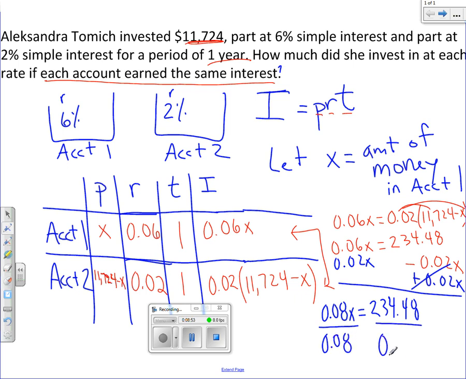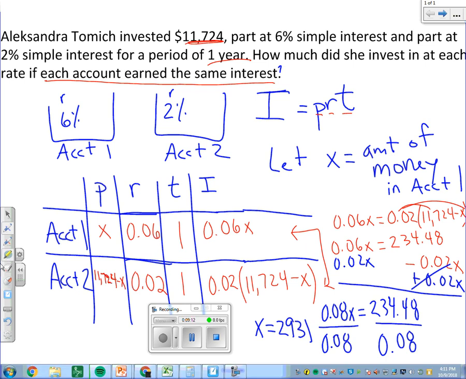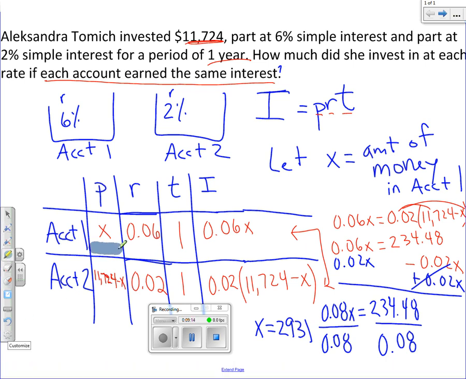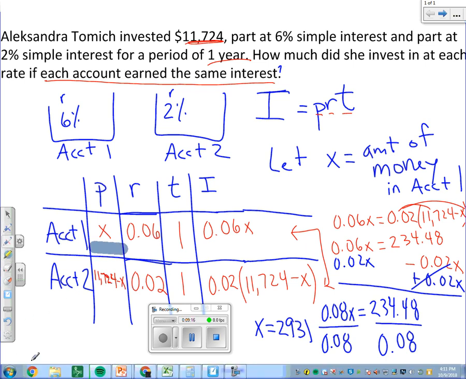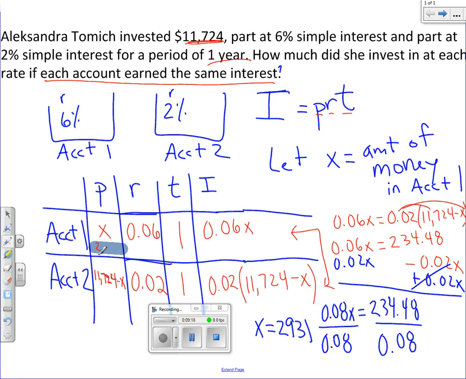And here we go. We are almost there, folks. Whew, what a journey. And for my x, I get 2,931 bucks. What does that number tell us? It tells us that the amount of money she invests in our first account is 2,931.